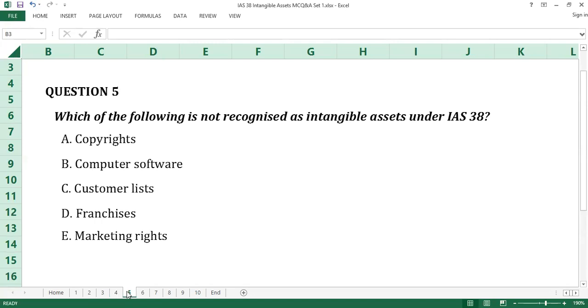Question number 5. The answer to question number 5 is C, customer lists. Customer lists do not meet all the criteria of intangible assets under IAS 38. The criteria that must all be met by an intangible item to be qualified as intangible assets are identifiability, control over a resource, and existence of future economic benefits. C is the answer to question number 5.